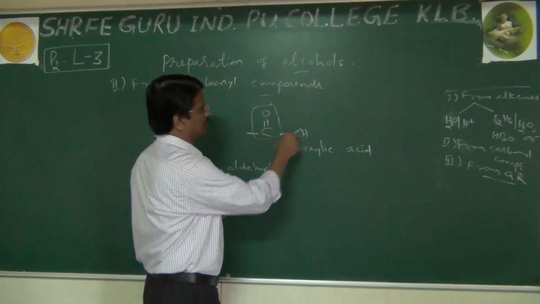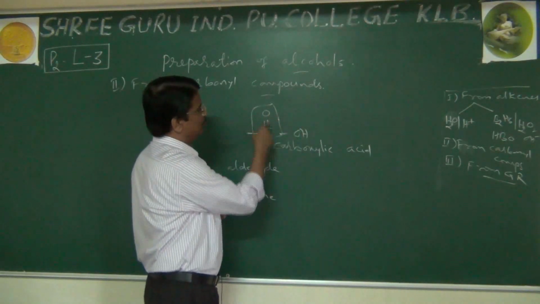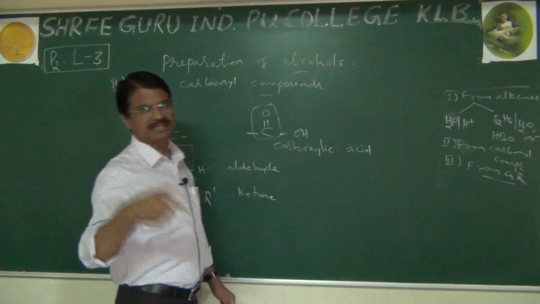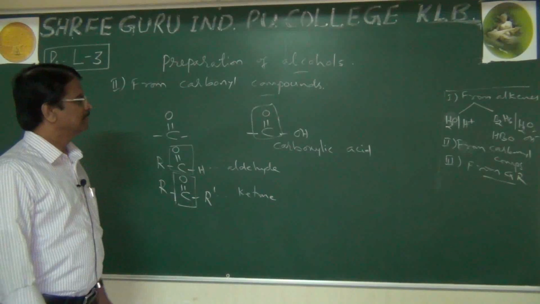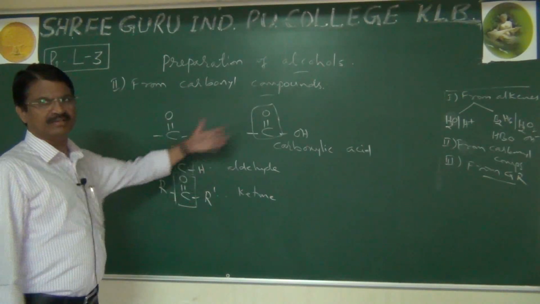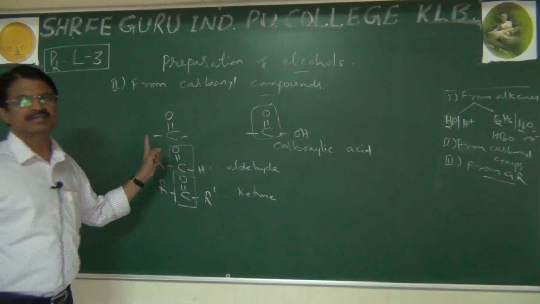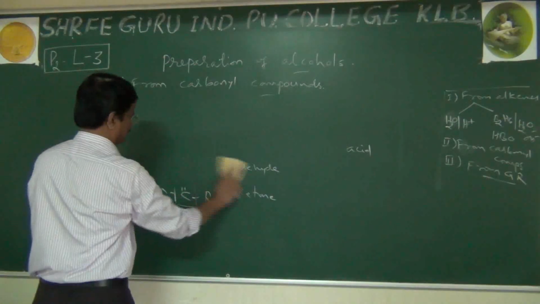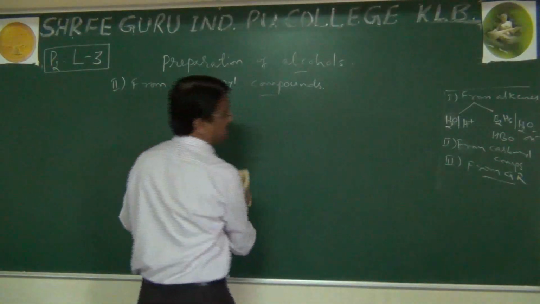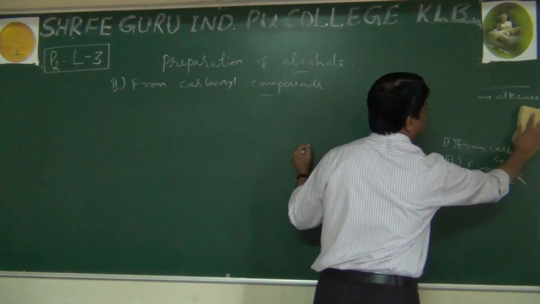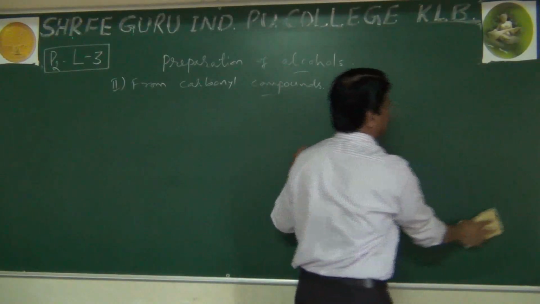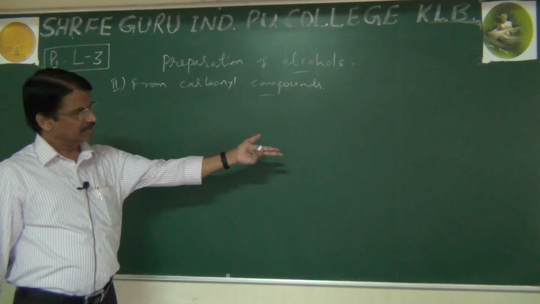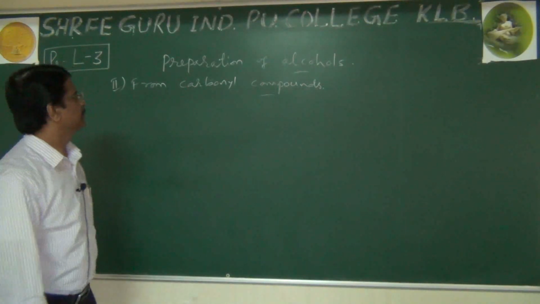It is a carboxylic acid, and if H is removed, it can form a carboxylate ion. But we can study carboxylic acids in the next topic. Okay, now first we consider aldehydes and ketones, then carboxylic acids. So, how to convert these compounds into alcohols? After completion of carbon compounds, we can study the action of Grignard reagents. Okay.